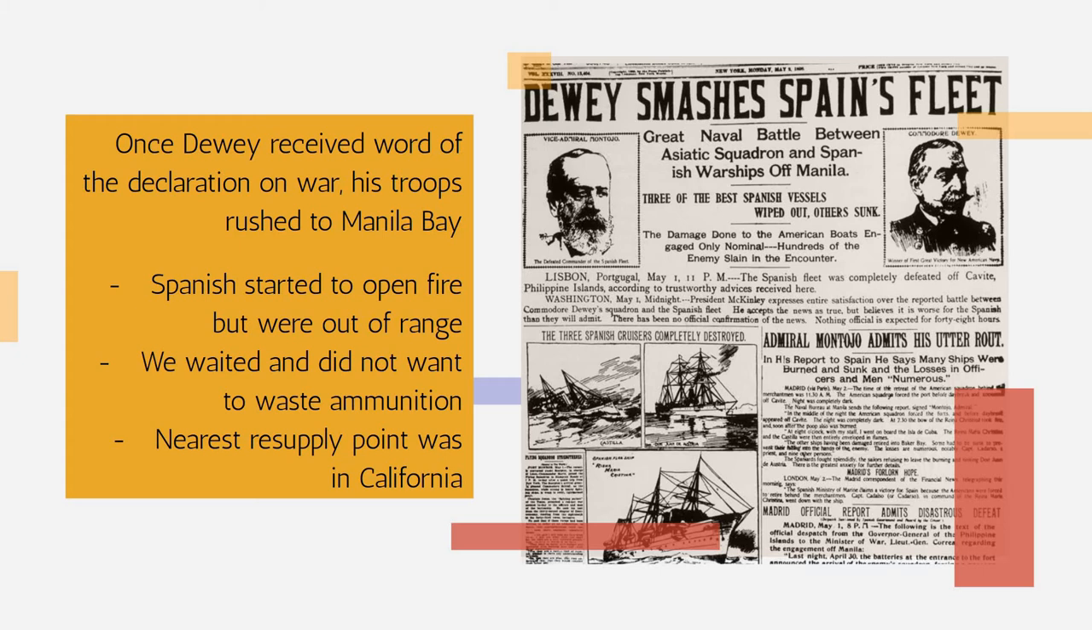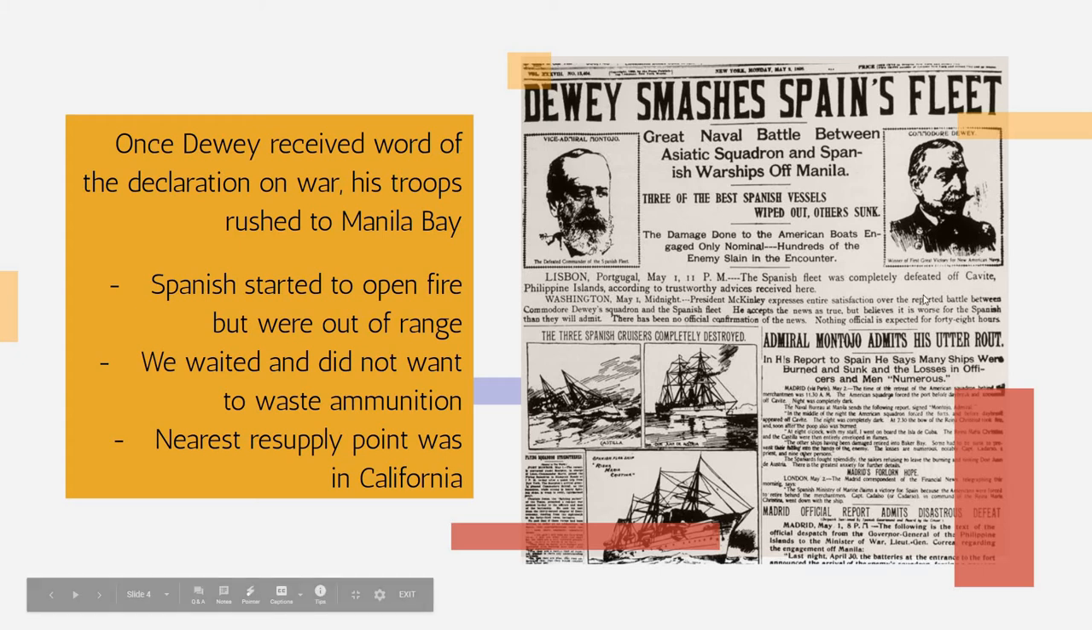Their nearest resupply point was in California, so it took a long time for these supplies to get out there. Remember, one of the reasons that people wanted to imperialize other countries was because of these ports and these locations for recharging. They didn't really have that in the Pacific. So the nearest resupply point was all the way in California, and they were already kind of low.